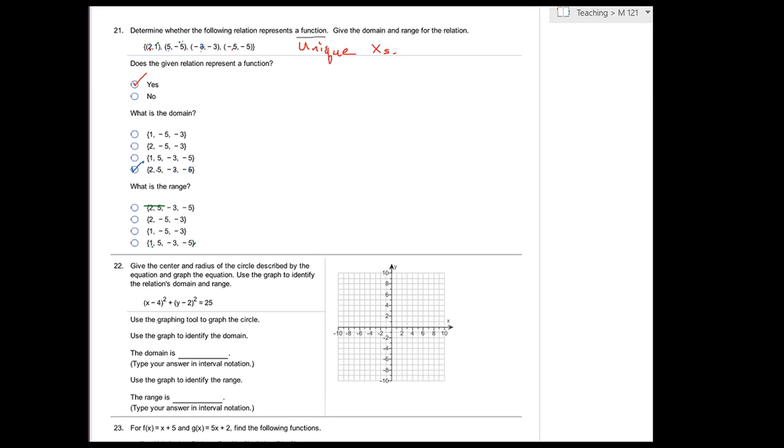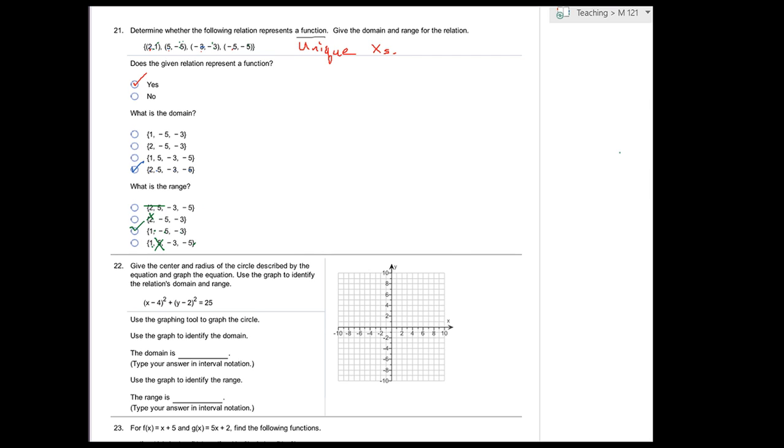It goes to 1, it goes to negative 5, negative 3, and negative 5. So this one is out because of that 5. This one is out because of the 2. So it's this one right here: 1, negative 5, negative 3.